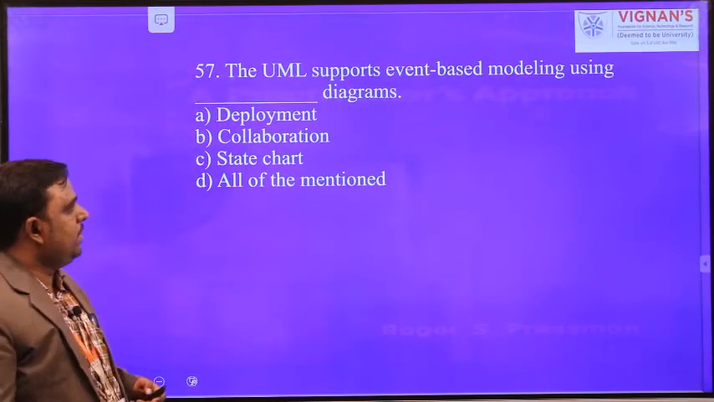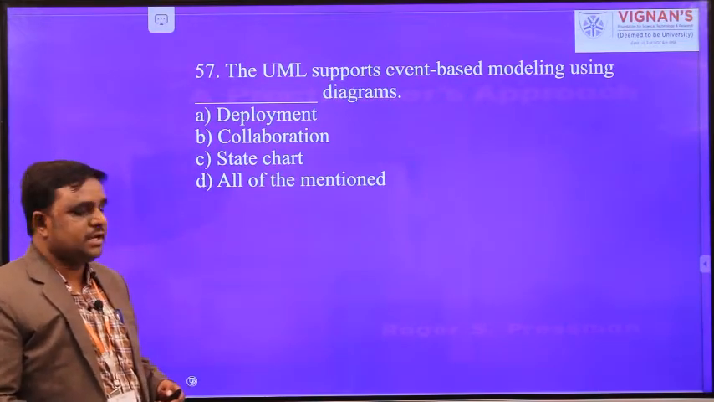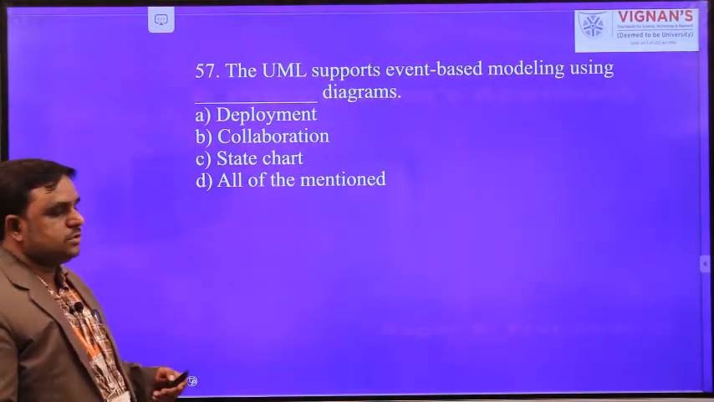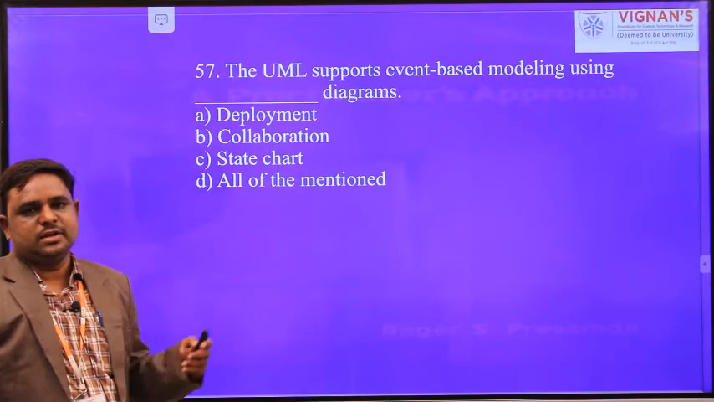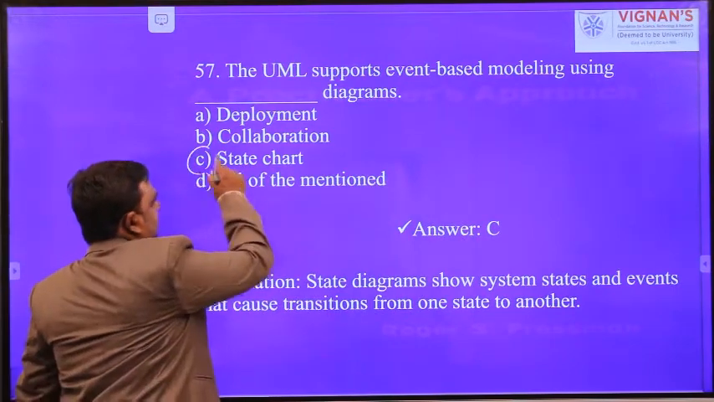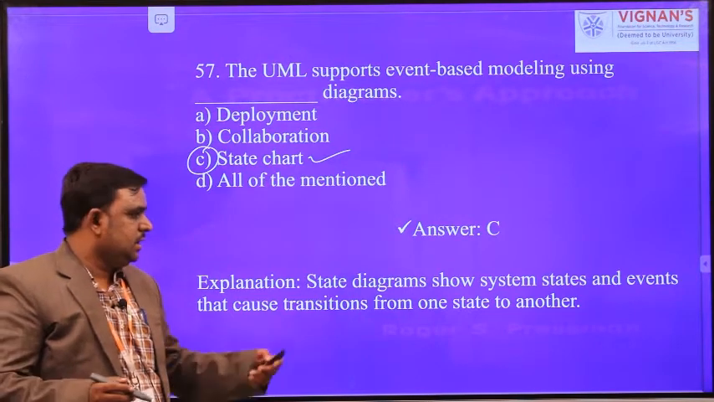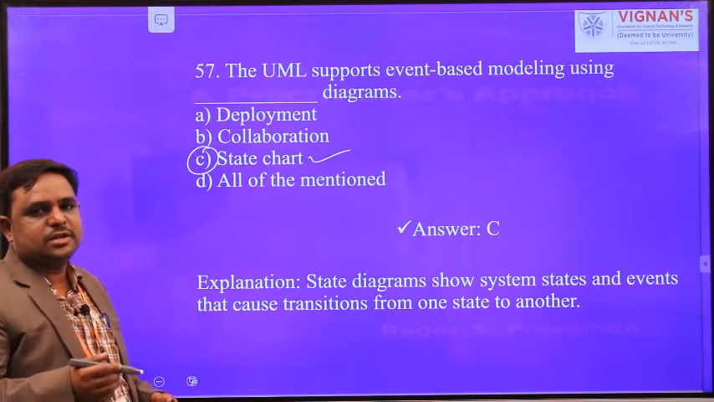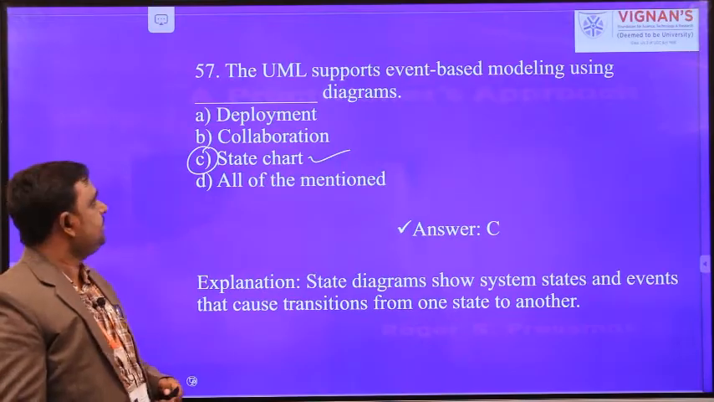Next, the UML supports event-based modeling by using which diagram? We have options like deployment, collaboration, state chart, and all are mentioned. So the answer is C, that is state chart. The state chart diagram of a system contains states and events that cause transition from one state to another. That means one page to another page, one transition to another transition. So the answer is state chart.